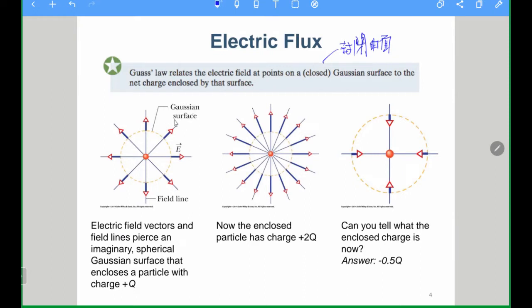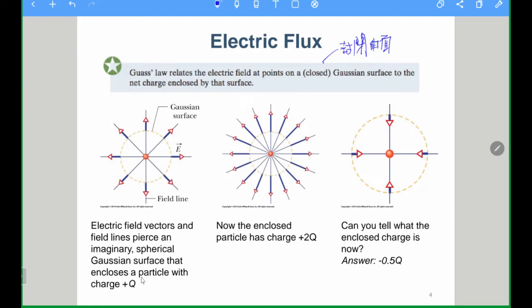But before talking about the Gauss law, I will just tell you what electric flux is. This is not a rigorous definition, but just a visualized explanation. Okay, so here it says, if we have a charge plus Q in the middle, if it is a positive charge, it will of course generate the E field pointing outward.